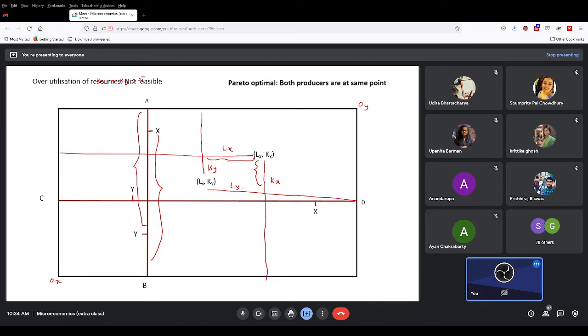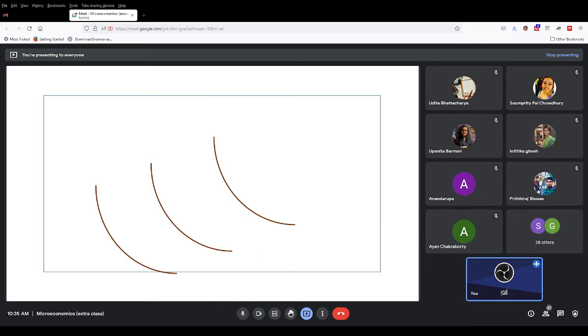If you are at different points, you can either have underutilization or overutilization, or even both. Try to identify a point where you have underutilization of capital but overutilization of labor. You will see that if x is at one point on the Edgeworth-Bowley box, y is at another point, you cannot attain Pareto optimality. You will either have overutilization, underutilization, maybe both. So, for Pareto optimality, both producers must be at the same point.